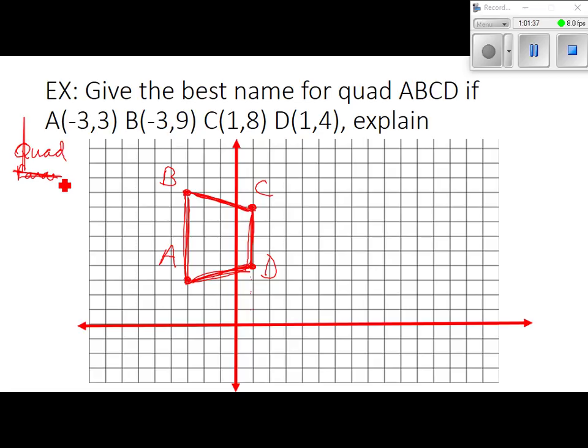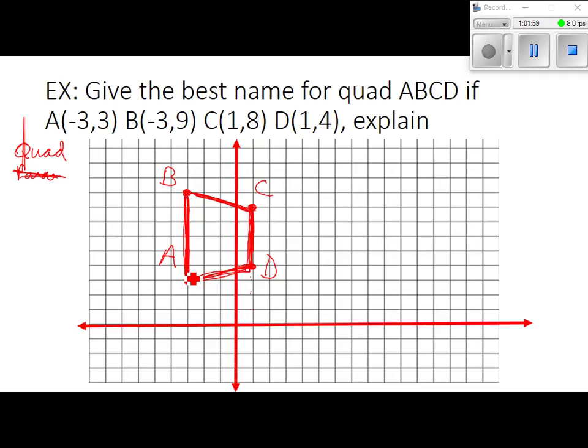The other thing it could be is a kite or a trapezoid. Just looking at it, it looks like it's a trapezoid. So let's try to figure out if it is a trapezoid. To be a trapezoid, 2 of the sides have to be parallel. Well, I look at these 2 sides. Remember, the parallel sides are called the bases. And I find the slopes of those 2 sides.